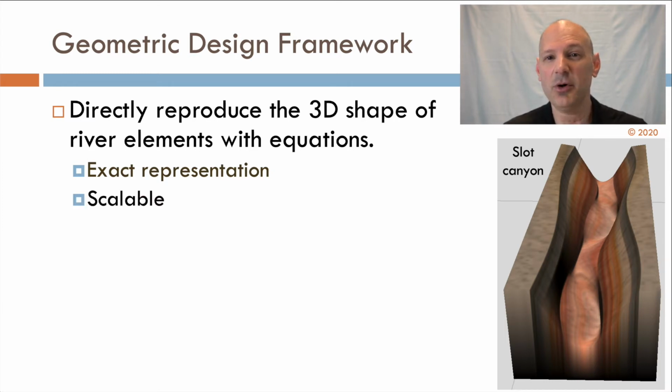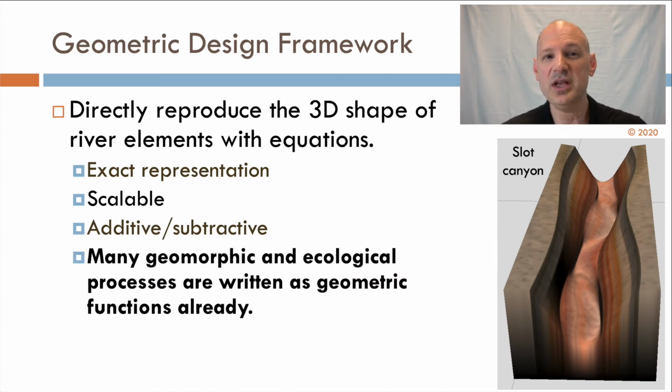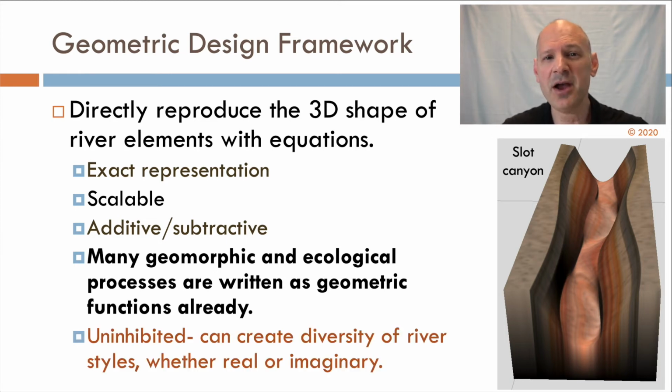It can be scalable across any dimensions. We can add or subtract many elements, as I'll show you shortly. And we already know that many geomorphic and ecological processes can be written as geometric functions. Also, compared to trying to design using morphodynamic models, this approach is uninhibited by any assumptions about how rivers ought to work. We can just explicitly write that three-dimensional shape and then interrogate it for its functionality.